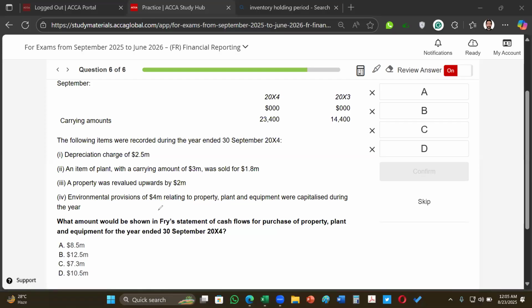What amount would be shown in Fry's statement of cash flows for purchase of property, plant, and equipment for the year ended 30th of September 2024? So this is the date, and for which we have to write for the purchase, for how much we bought this new PPE. So let's see what is the information at the start that we have, and then we can understand.